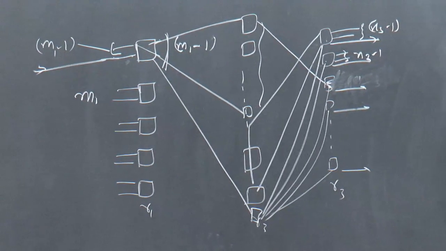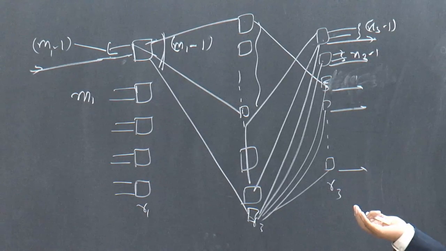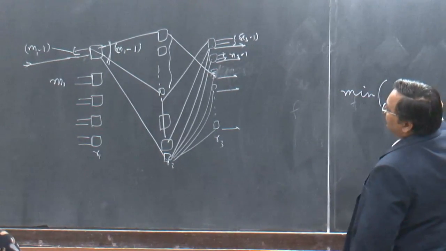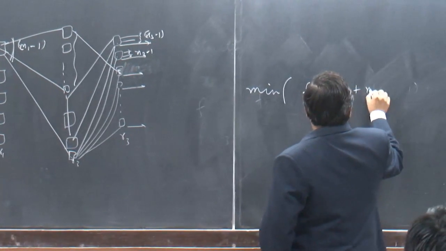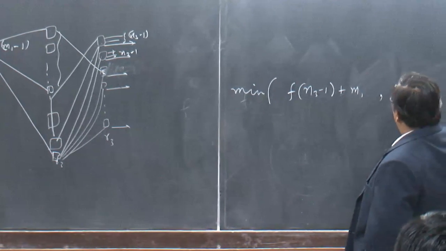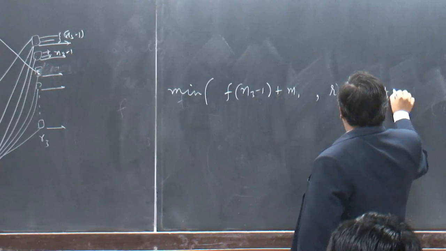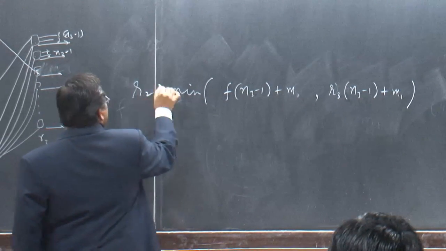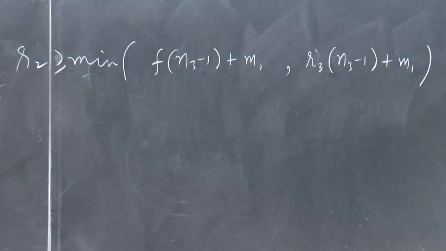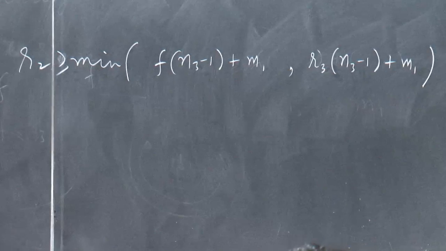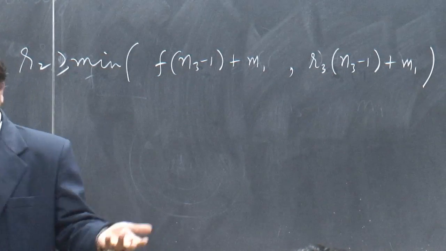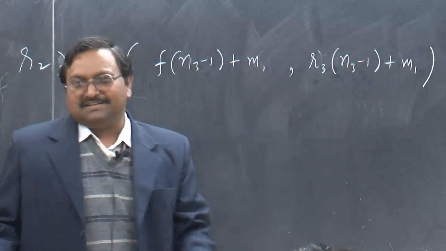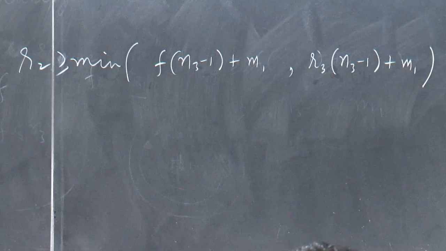This is fine. So the next possibility is that my fan outs are more than R3, worst case scenario. Then in that case, I have to actually have the min of F into N3 minus 1 plus M1, and R3 into N3 minus 1 plus M1. R2 has to be greater than this much, the minimum of these two, which is obvious because when my fan out becomes more than R3, rest everything is the same. So this will be only smaller than this when F is larger than R3. So you don't require more than this, that's the upper bound I get for multicast.